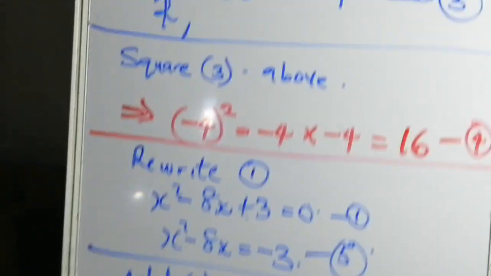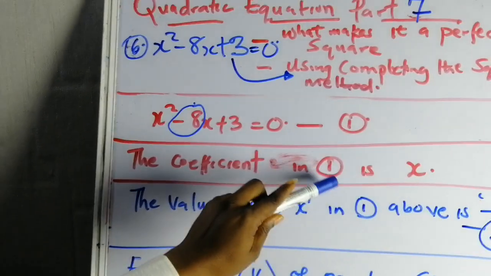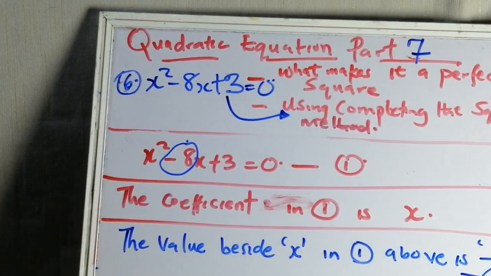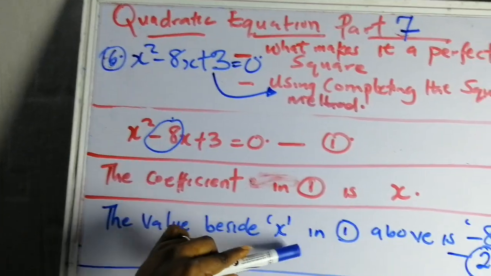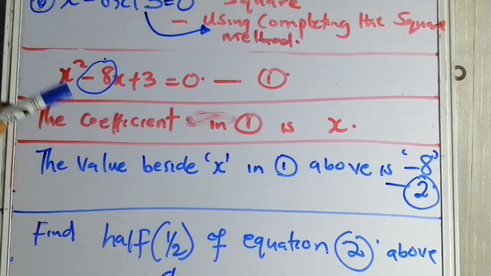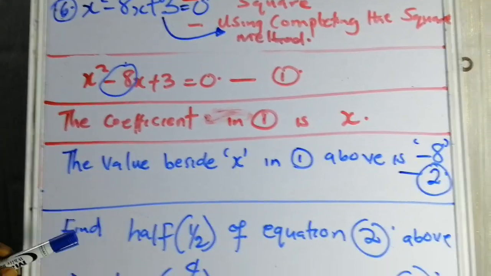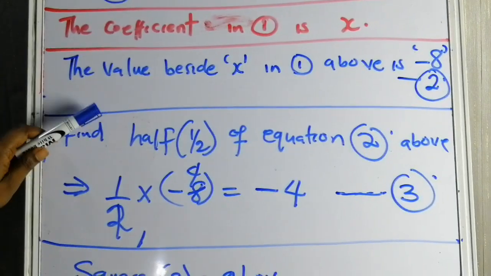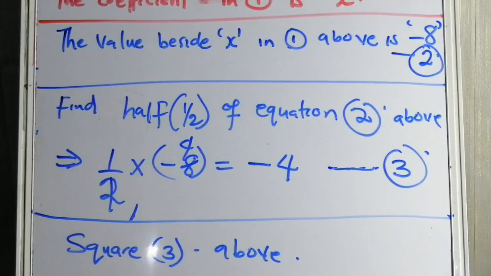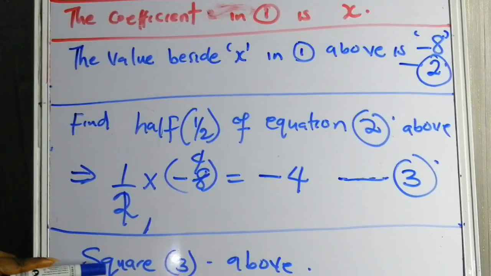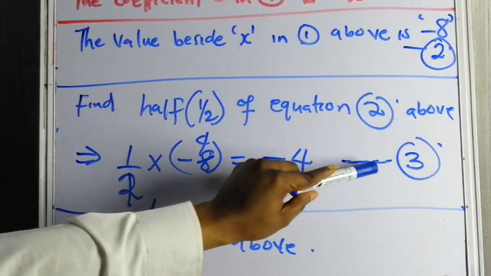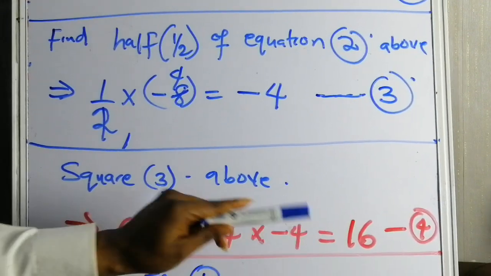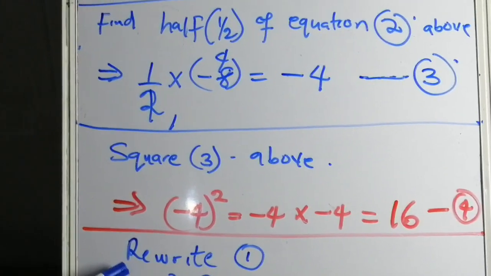Don't forget coefficients. Identify the coefficient of x, which is the value beside x in equation 1 above. It is minus 8. Find the half of the coefficient of x. When you find the half, you get minus 4. So what you now do is square it. This is equation 3. When you square it, you get what? 16.